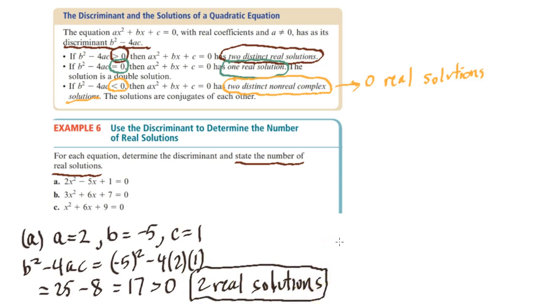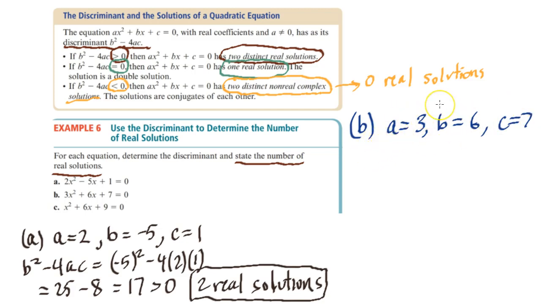Now realize we're not actually solving for the exact value of x. We just want to know how many real solutions we'll have. Okay, so now we're moving on to B. Let's do B up here. For B, the a value is 3 in this case. The b value is 6. And the c value is 7.